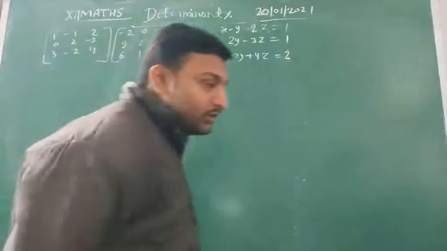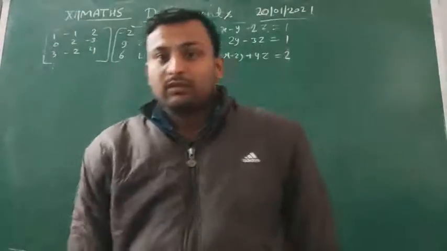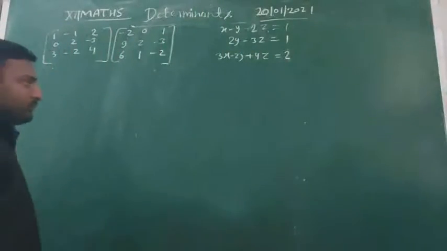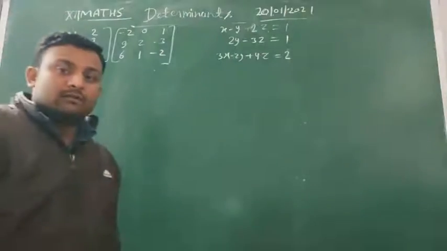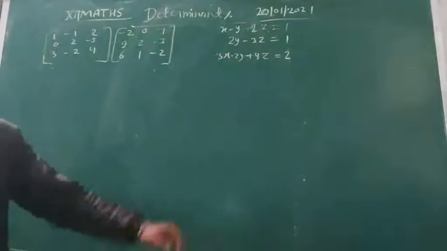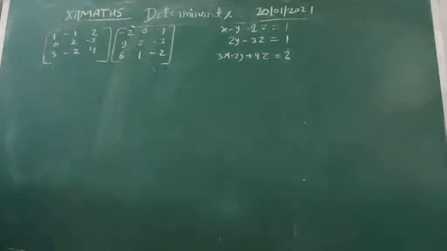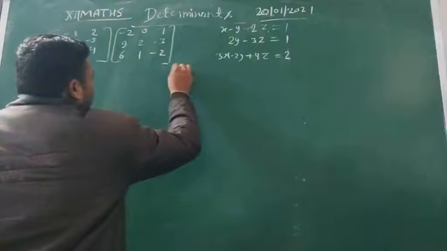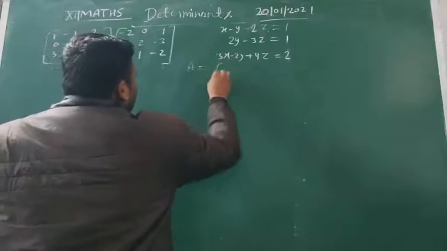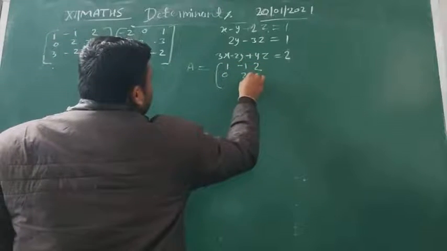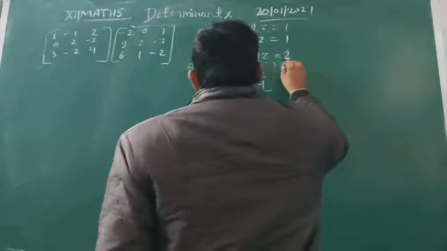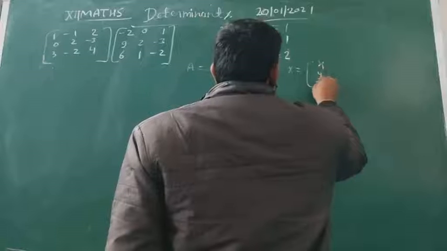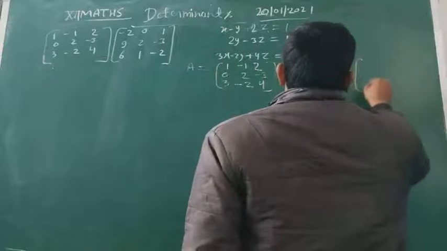Okay, so using this product we have to solve this system of linear equations. Students, that means we have to find the values of x, y and z using this product. So when we write this equation, we get our A as 1 minus 1 2, 0 2 minus 3, and 3 minus 2 4, and our X is x, y, z, and our B is 1, 1, 2.